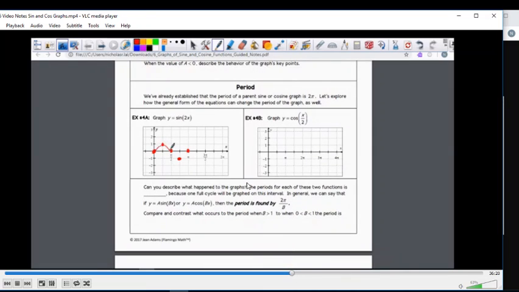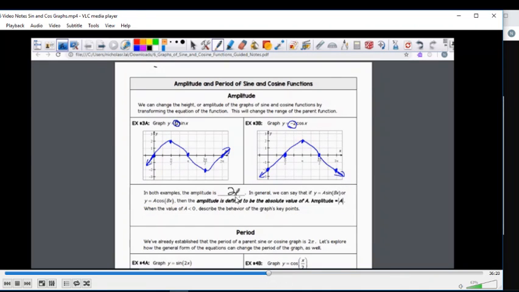Period. And yeah, let me just talk about amplitude a little bit more here before I go into period. So in both examples, the amplitude is 2. So the amplitude is equal to the absolute value. So the absolute value of negative 2 is 2. So you still have an amplitude of 2. That's the mathematics of it.